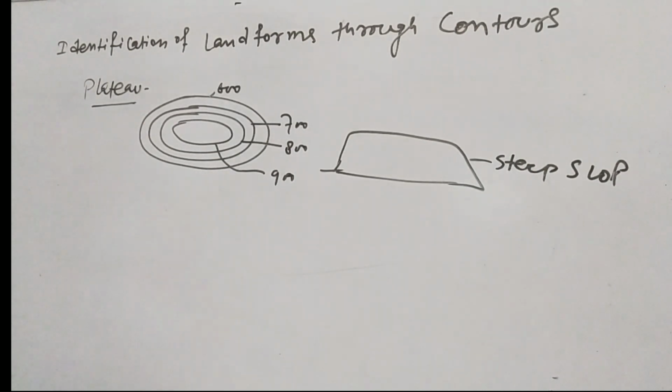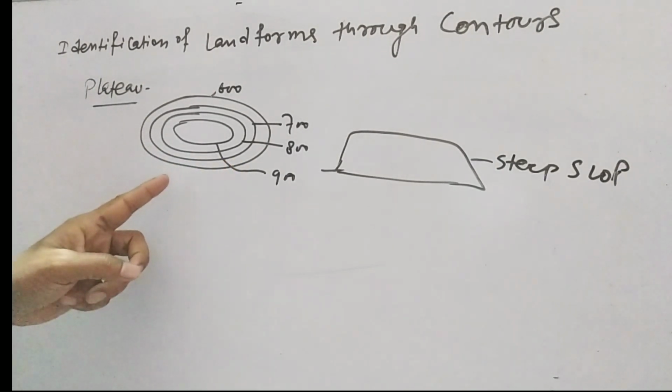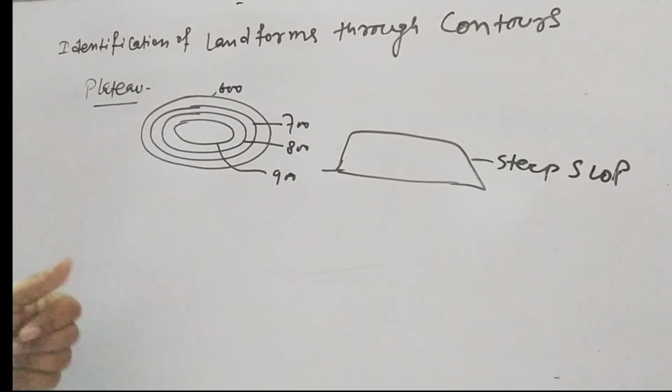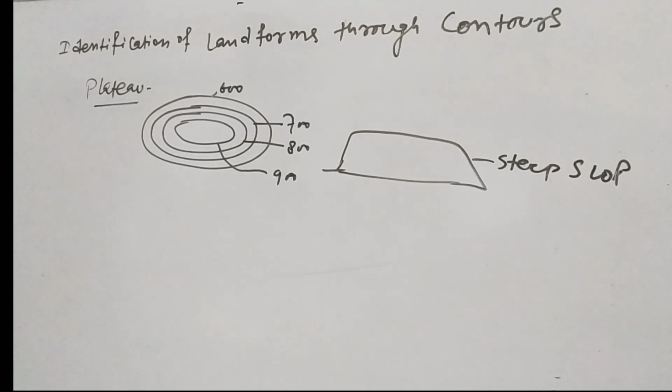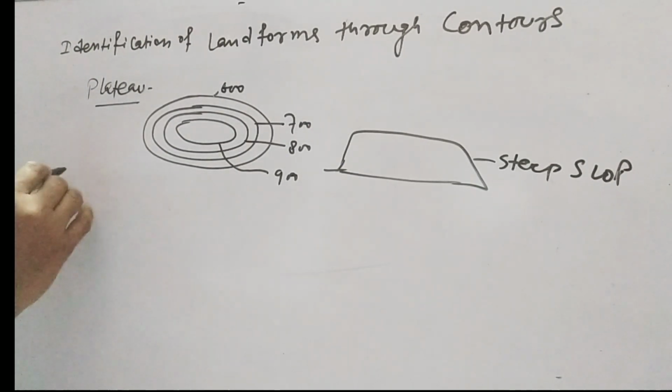And first of all, contour lines are drawn in an elongated manner, and value increases towards the center, and contours are almost closely spaced. Next is ridge.